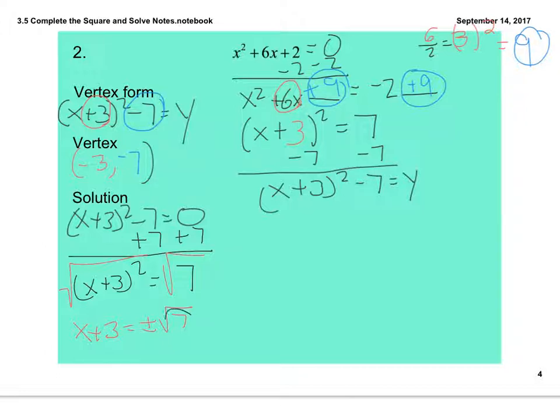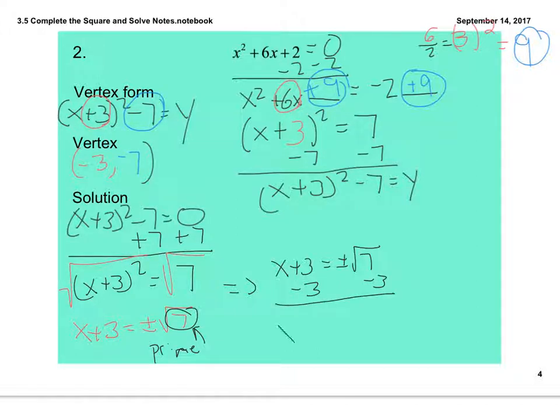Now 7 is a prime number, so we're not going to be able to reduce that square root at all. So we're going to be left with x plus 3 is equal to plus or minus the square root of 7. I'm going to subtract 3 from both sides, and I end up with x is equal to negative 3 plus or minus the square root of 7.